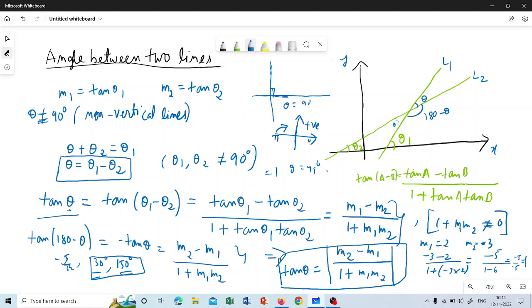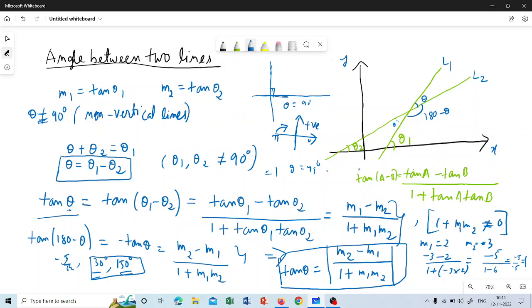Don't get scared by seeing this mod operator. It is nothing but you will only take the positive values, both the numerator and denominator. This implies only that thing. If you don't get a negative value, well and good, so you don't need this mod operator. But in case you get a negative value, then you have to discard that minus sign. For that, we are using this modulus operator. There is nothing more difficult in this.